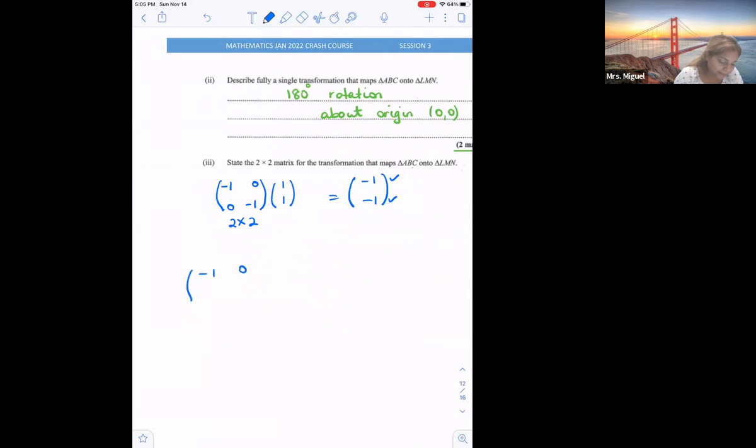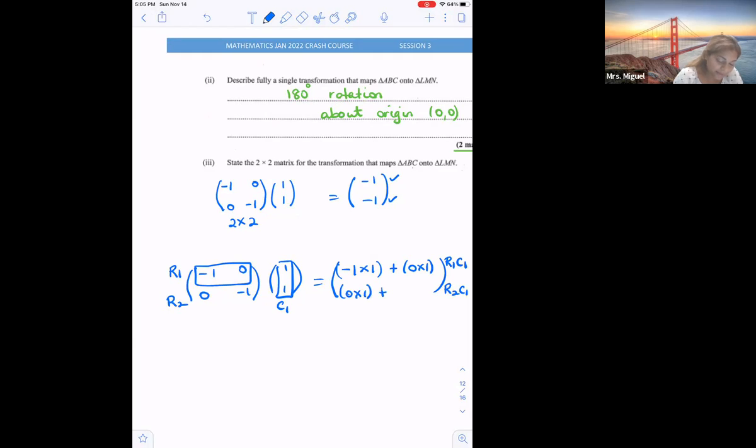When we are multiplying two matrices, we multiply row by column. So the first row by the first column: -1 multiplied by 1 plus 0 by 1. This is row 1 by column 1. Then row 2 by column 1: 0 by 1 is 0 and -1 by 1. Here I will get -1, -1.